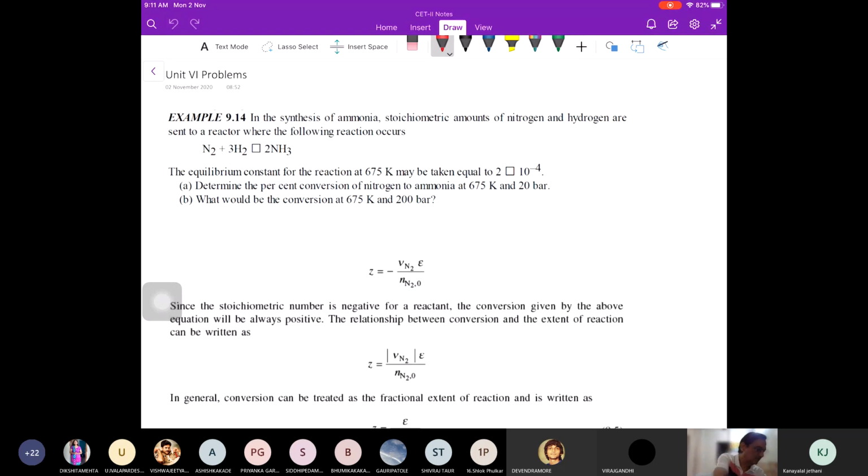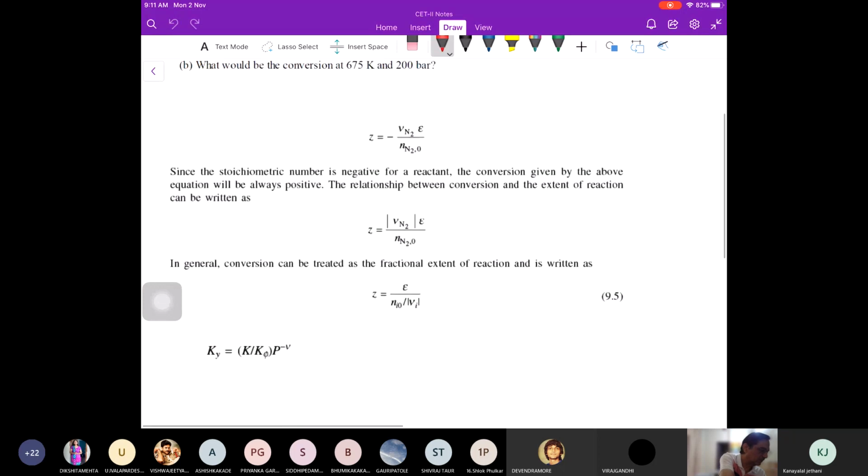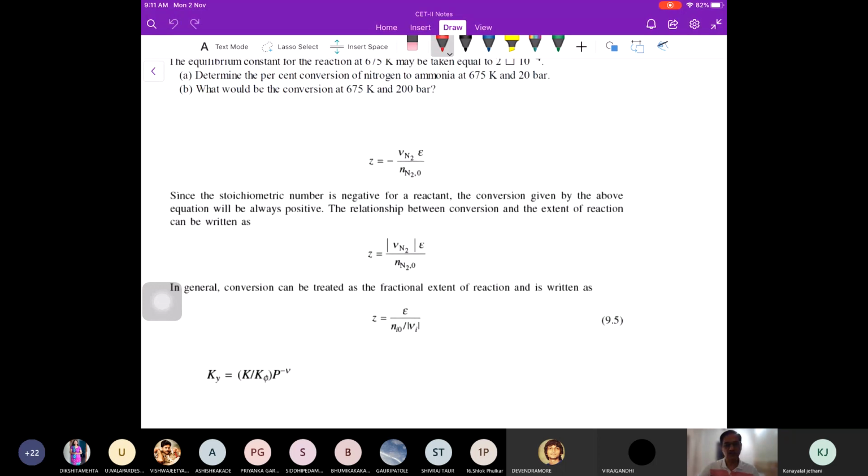Okay, some of you don't know this. If you look at formula 9.5, that will tell you exactly what we want. Z is equal to epsilon divided by Ni0, that is the number of moles of limiting reactant at time 0, divided by the absolute value of nu of I.